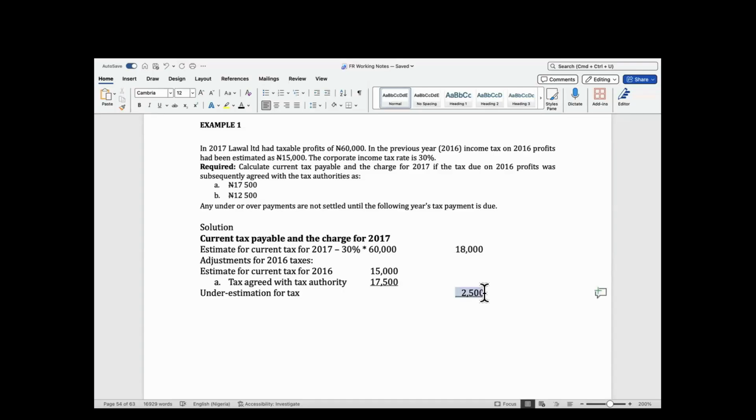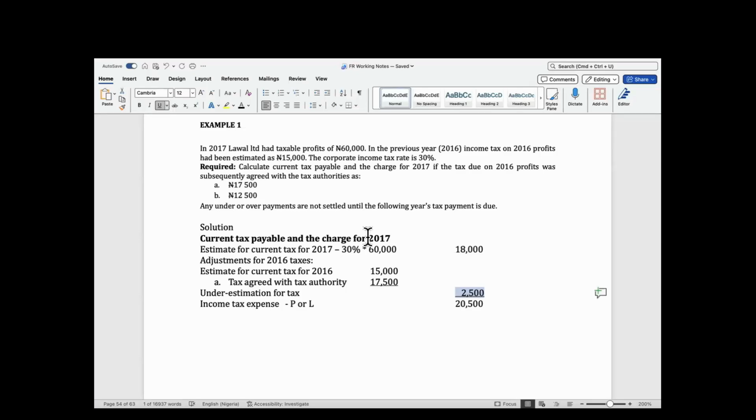You see, this is an additional tax. This will be recognized in P&L as an expense, added to this current tax also, which is an expense. That means our income tax expense for that year is going to be how much? 20,500. That goes to P&L. I hope you know that the current tax payable is not 20,500, because this 2,500 is paid immediately. It won't be a liability for 2017. It was a liability for 2016 that the audit brought out, and you need to pay the tax immediately.